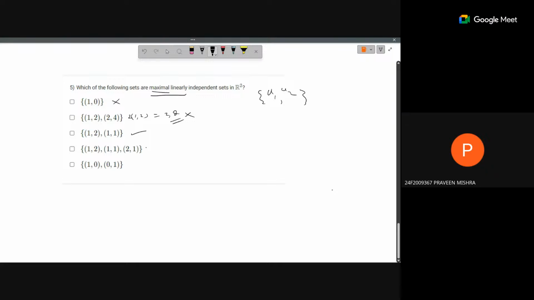What about this? No, this is not right. It is maximal but not independent. So both are maximally linearly independent, not independent. It's not true. What about this? This is true. Standard basis. Always true.